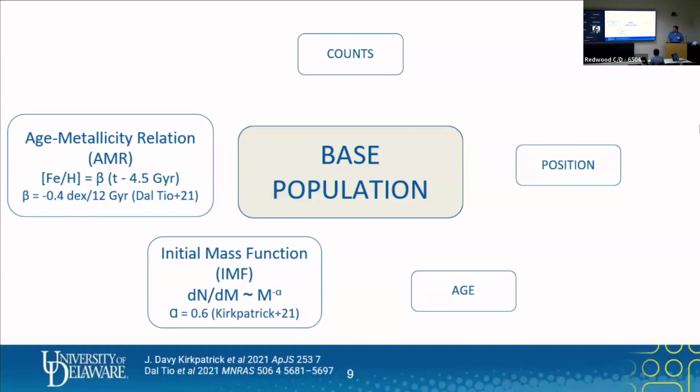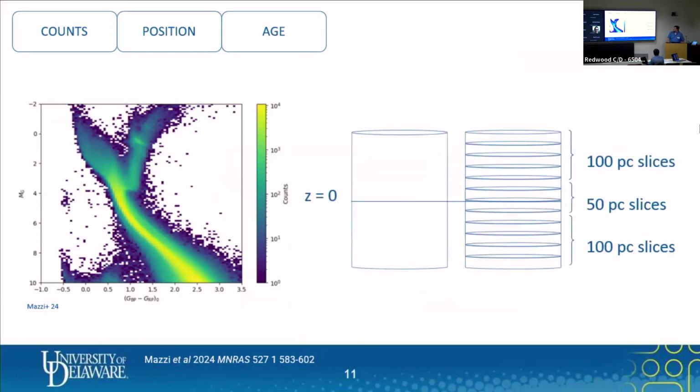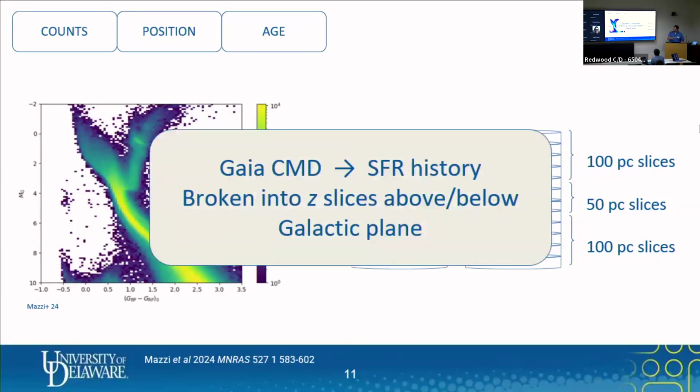We went a different route, and recent analysis by Mazzi et al. in 2024 and the TRILEGAL team used the Gaia color magnitude diagram. They looked at stars within a cylinder roughly centered around the sun that extends 200 parsecs in radius and about a kiloparsec above and below the galactic plane. They split that cylinder into slices parallel to the plane, 50 and 100 parsec slices, and matched the stars in each of those slices with isochrones and worked backwards to get a star formation rate history. So what that gives us, from the Gaia color magnitude diagram, is a star formation rate history that is a function of position above and below the galactic plane.